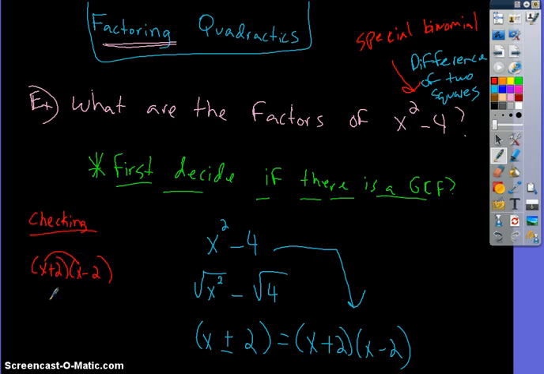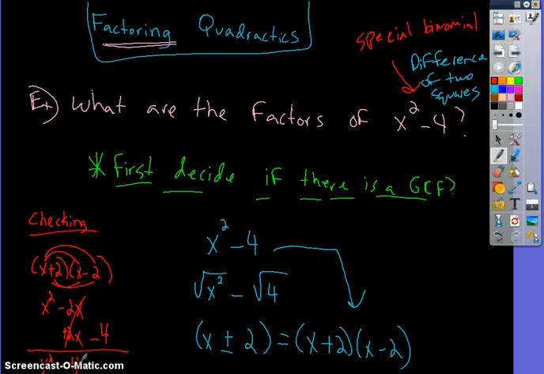X times x is x squared. X times negative 2 is negative 2x. Positive 2 times x is positive 2x. Positive 2 times negative 2 is negative 4. You add all that up: x squared plus nothing is x squared. Negative 2x plus positive 2x cancels to be 0. Subtract 4 is the only thing left. So it does fall together to be what we began with.